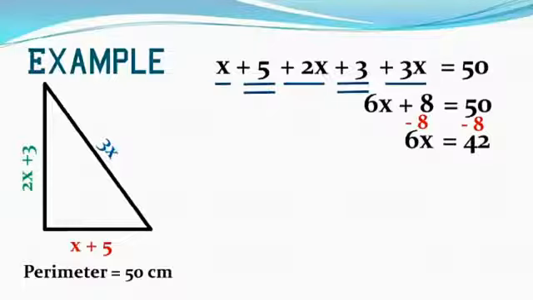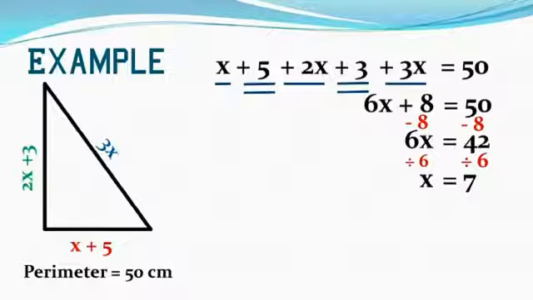6x means 6 into x is equal to 42. So here we have to divide both sides by 6. If we divide 6x by 6, we get x, and 42 divided by 6 gives 7. So 6x divided by 6 is equal to 42 divided by 6, which means x is equal to 7. So we have to put the value of x equal to 7 in the three sides.